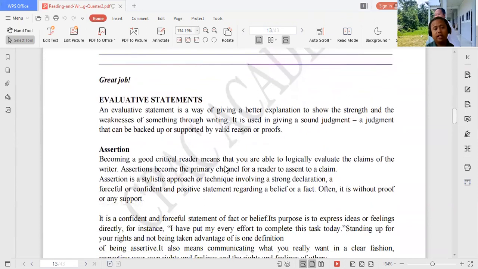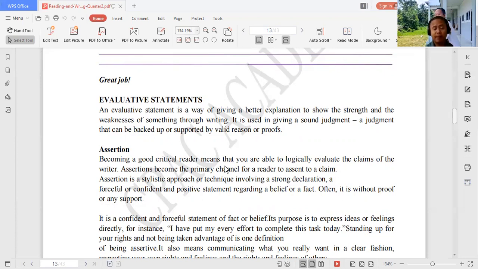Now let's go here to the evaluative statement. What is an evaluative statement, class? An evaluative statement is a way of giving a better explanation to show the strengths and the weaknesses of something through writing. It is used in giving a sound judgment that can be backed up or supported by valid reasons or proofs. How about assertions?